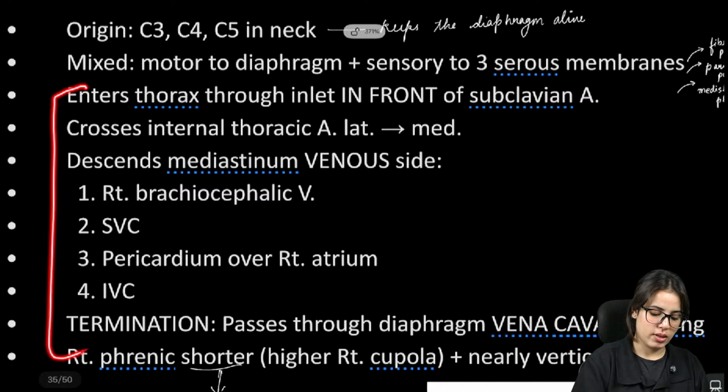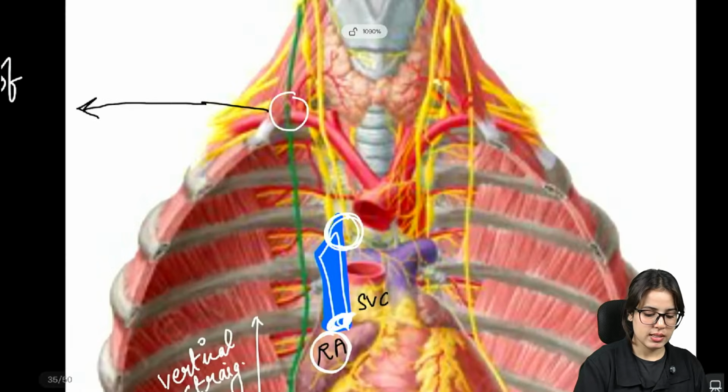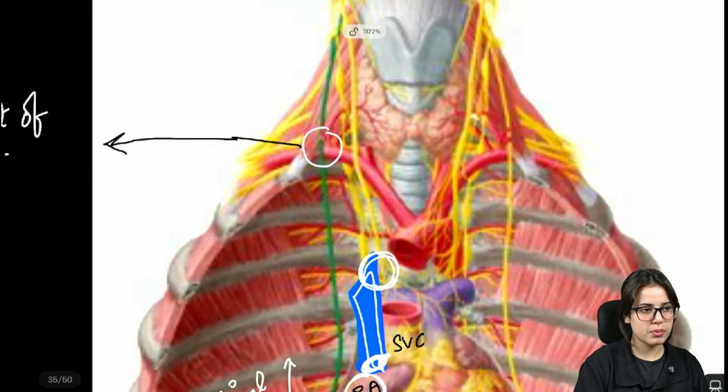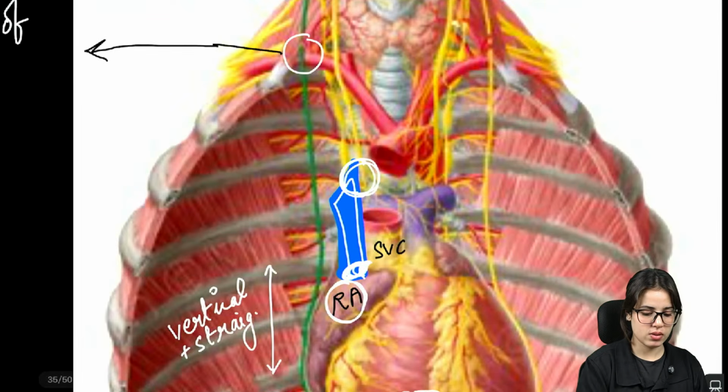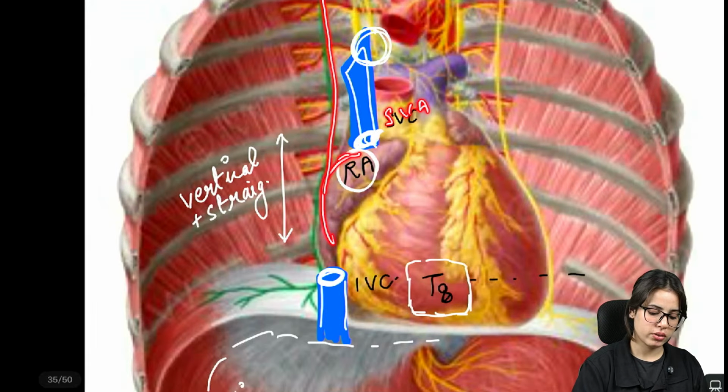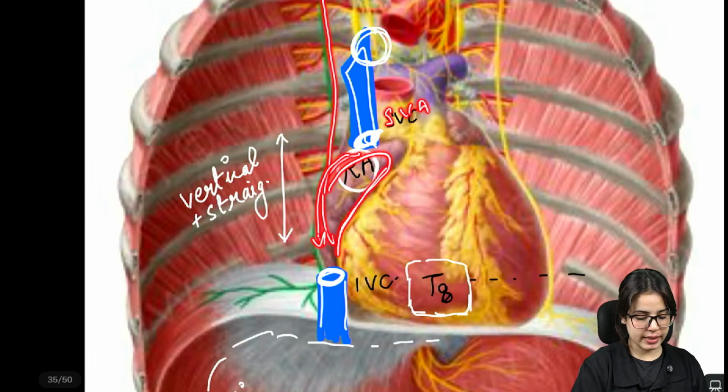Now let's do this with the help of a diagram. It starts in front of subclavian artery here. It goes to the level of brachiocephalic when it joins or forms SVC. So subclavian artery, superior vena cava. It goes around, look here, around the right atrium. This is the right atrium. Goes like this and it ends at the diaphragm, the dome-shaped diaphragm.